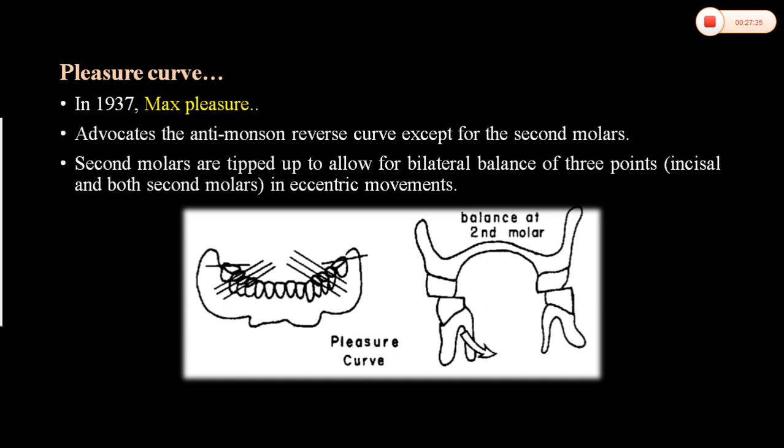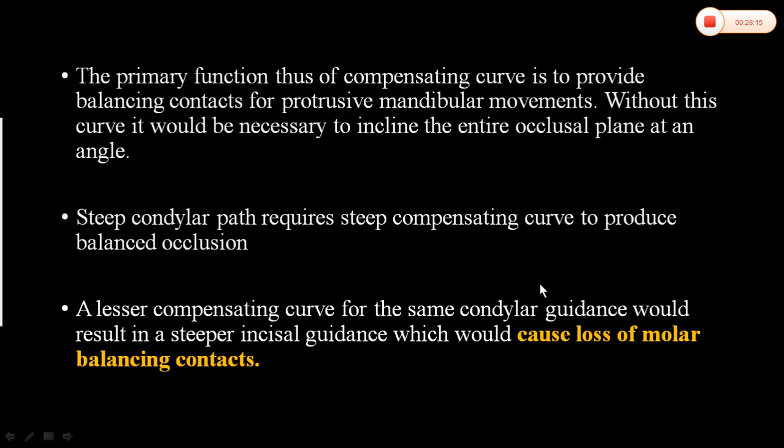Pleasure curve, it is given by Max Pleasure. He advocates an anti-Monson reverse curve except for second molars. So the pleasure curve is there for all except the second molars. Second molars are tipped up to allow for bilateral balance of three points, incisal and both second molars, in eccentric movements. So if you are giving a pleasure curve for premolars and first molar, the pleasure curve is given except on the second molar, which is flat. So when the patient moves the mandible, upper and lower incisal edges anteriorly will be in contact, posteriorly second molars will be in contact. It gives balance or tripod contacts.